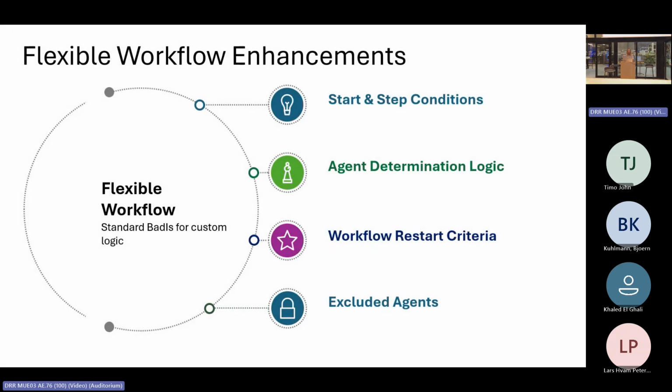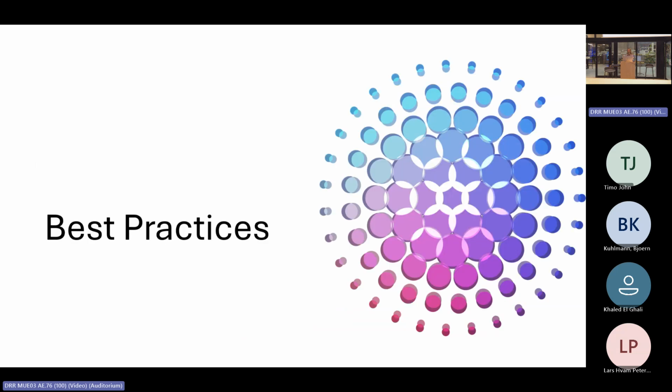Okay, great. Now, what we can enhance with BAdIs, so enhancement here: BAdIs, standard and step conditions, agent determination logic, workflow restart criteria. If we do some changes on purchase order, we can decide if we need a new workflow or not. It's with workflow restart criteria, it's customizing and BAdI also for that, and also excluded agents. We can also have BAdI.